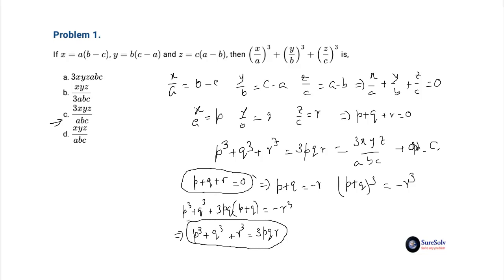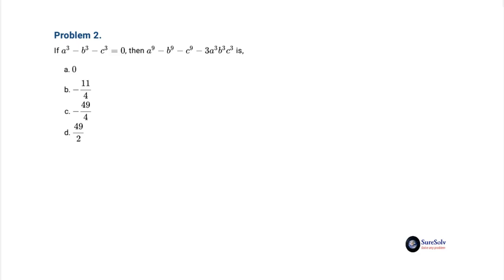Let's solve the next problem. The second problem is, if a cube minus b cube minus c cube equal to 0, then a to the power 9 minus b to the power 9 minus c to the power 9 minus 3a cube b cube c cube is option A 0, option B minus 11 by 4, option C minus 49 by 4, and option D 49 by 2.